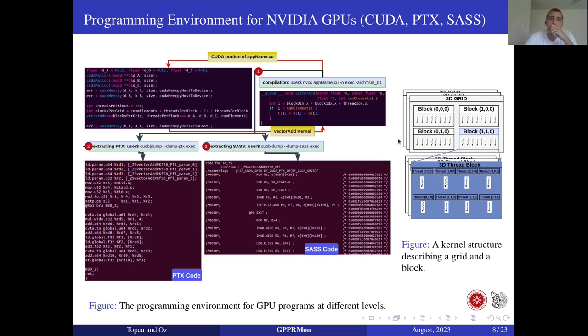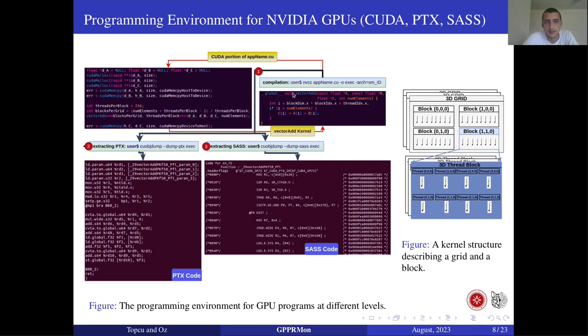Here is the NVIDIA GPU programming environment. On top, you see a CUDA code. CUDA allocates some memory locations pointed to by these pointers, with their sizes, from the GPU memory. Then it assigns the threads per block and thread grid dimensions and launches a kernel. Here is the vector add kernel call.